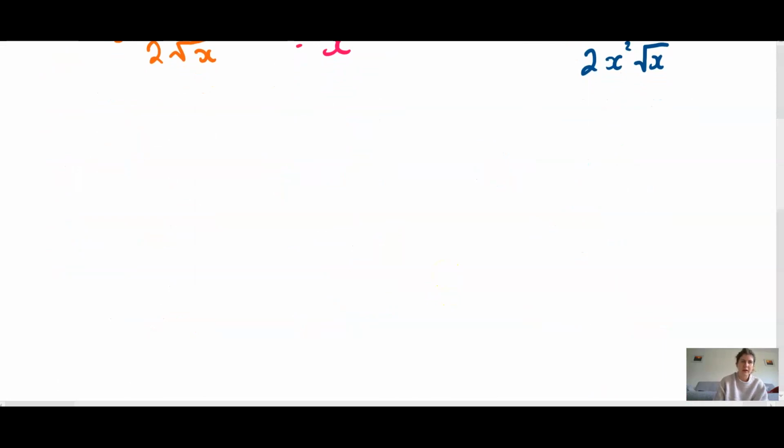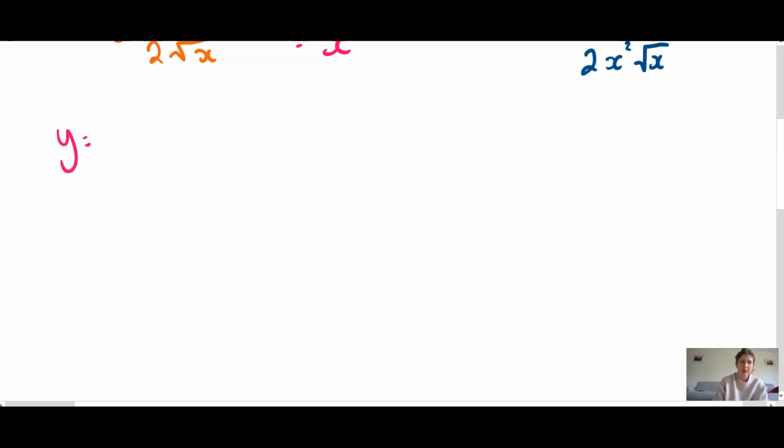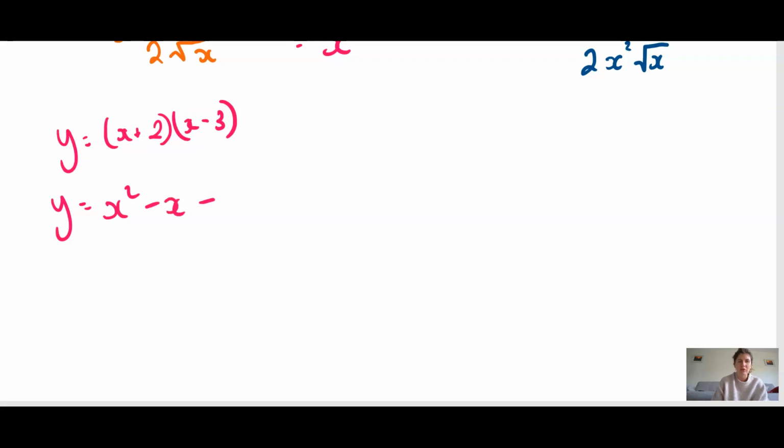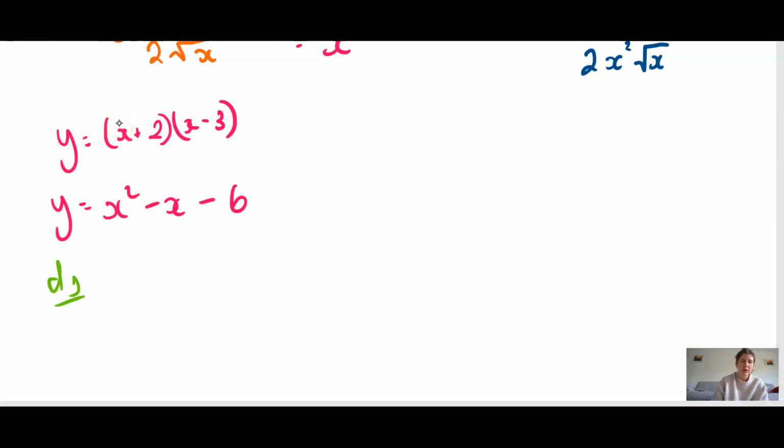Okay, say we had, these ones generally people don't find too hard. So say for example you had x plus 2, x minus 3. I think most people are familiar now that you would have to expand that first. I think in A-level maths, that should seem fairly self-explanatory to us. So our derivative is going to be 2x minus 1.